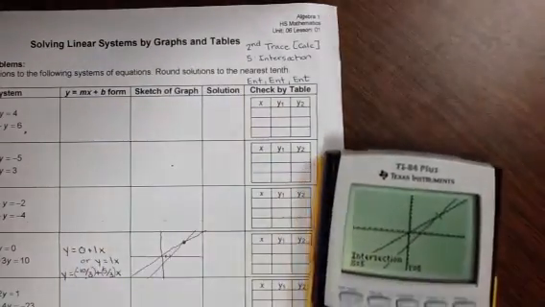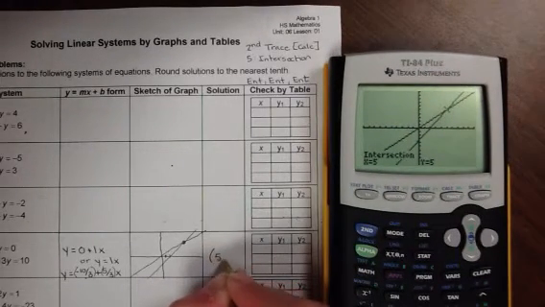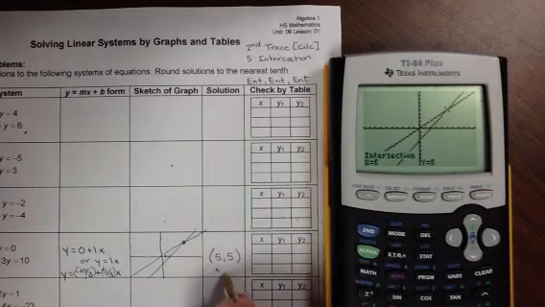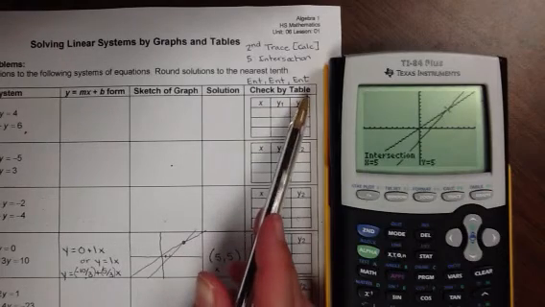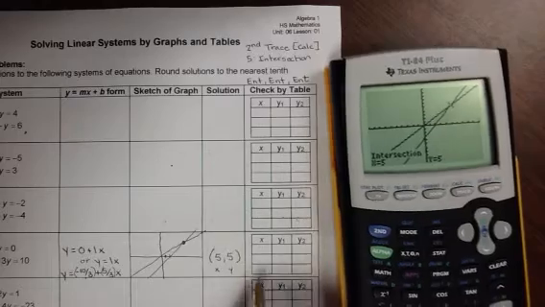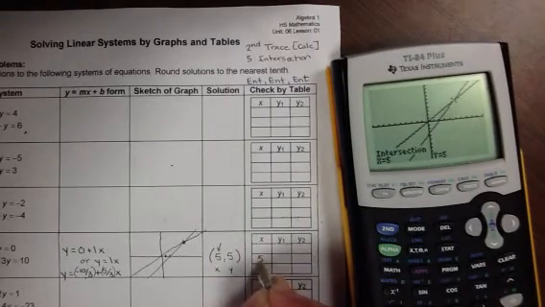So where it says solution, we're going to write it as an ordered pair 5, 5. Now remember, this is x and this is y. So when we do a check by table, meaning we should be able to find the solution in the table, you're going to want to put whatever this x value is in the middle. Okay?